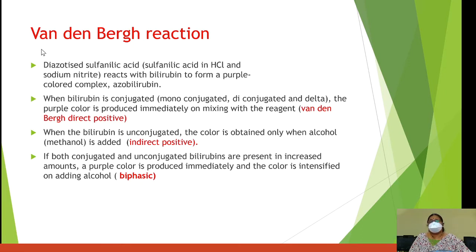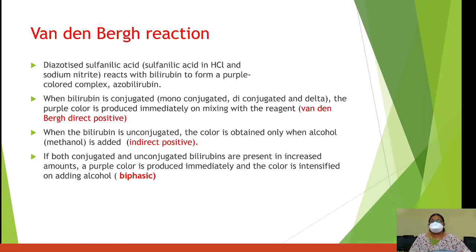The bilirubin is estimated in serum using the principle of van den Bergh reaction. The van den Bergh reagent is diazotized sulfanilic acid. Diazotized sulfanilic acid is sulfanilic acid in HCl and sodium nitrite. So, diazotized sulfanilic acid reacts with bilirubin to form a purple colored complex, that is azobilirubin.